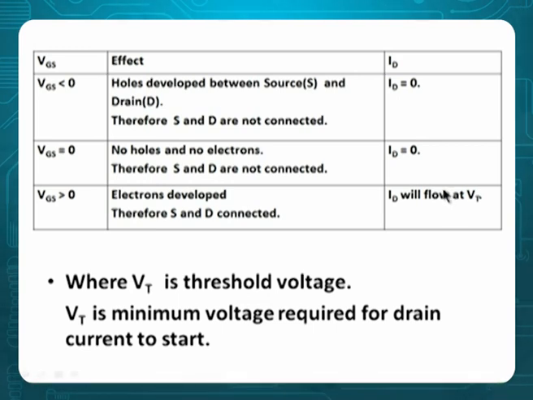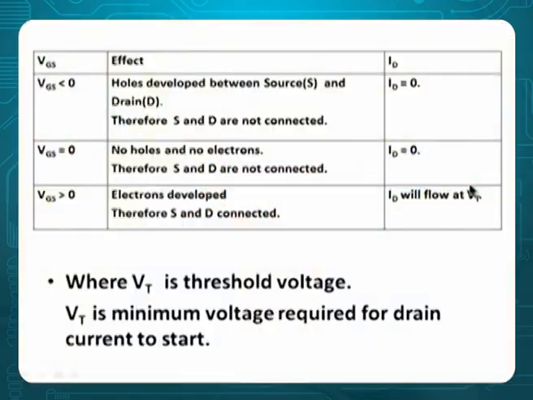But for what value of VGS will ID flow? Suppose one electron comes between source and drain, will it flow? 2 electrons come, 3 electrons come? No. There have to be more electrons, and there should be a sufficient number of electrons. That sufficient number of electrons, till they form that voltage, is called threshold. Threshold voltage is the minimum voltage from which conduction starts.